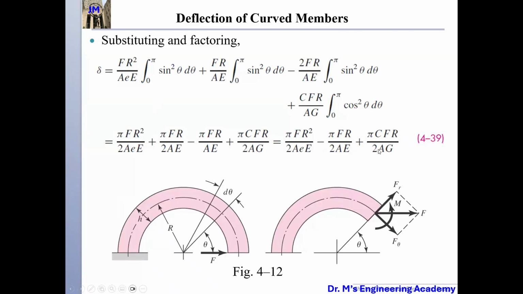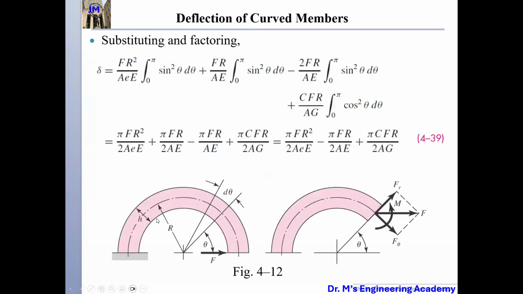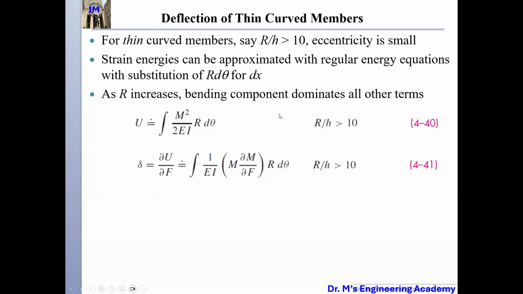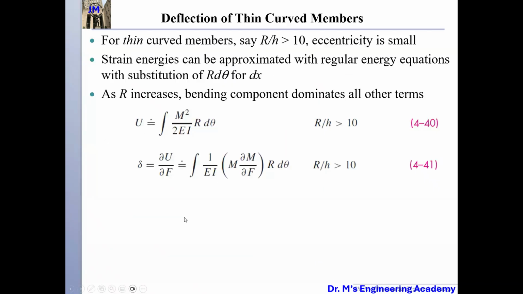Questions? No question? Then we are going to consider, what if we have a thin curved beam. A thin curved beam means that the thickness of the beam is very, very small. We usually use R divided by H, where H is the thickness. If the ratio of R to H is greater than 10, then E is very small in physics.